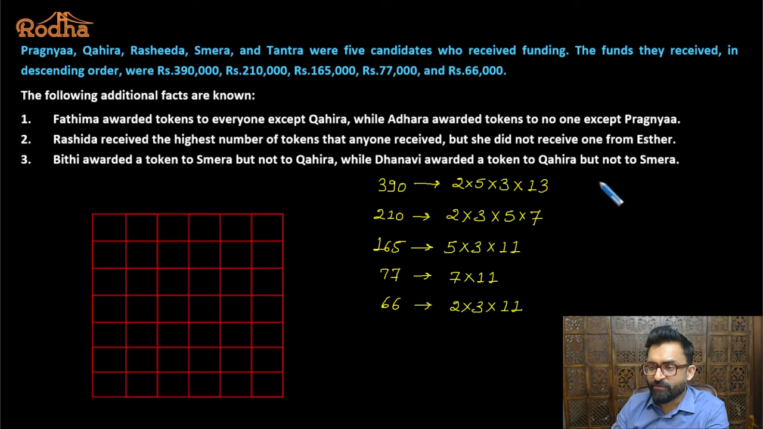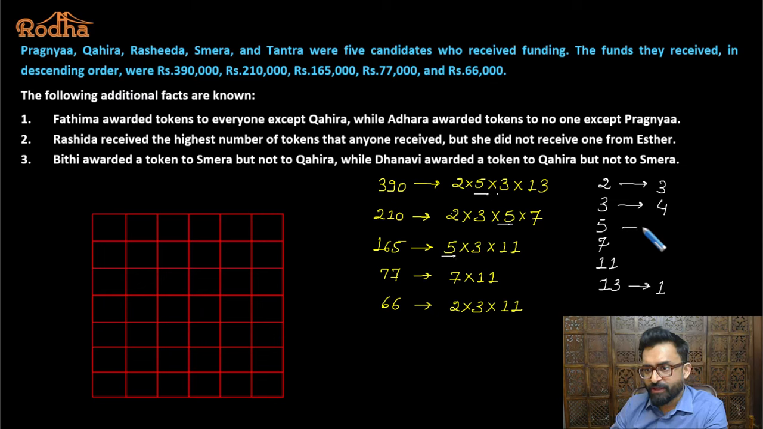So what is the frequency of the token of face value 2? What is the frequency of face value 3? Then 5, then 7, then 11, then 13. 13 is very easy to figure out. Only one of them is awarding a 13 face value token. Face value 2: 3 tokens are awarded. Face value 3: 4, I'm sorry, it's 4. Face value 5: 3. Face value 11: 3. And face value 7: 2. Fine. So 3 how many times? 4 times. 2 how many times? 3 times. 13 how many times? 1 time. We have written everything.